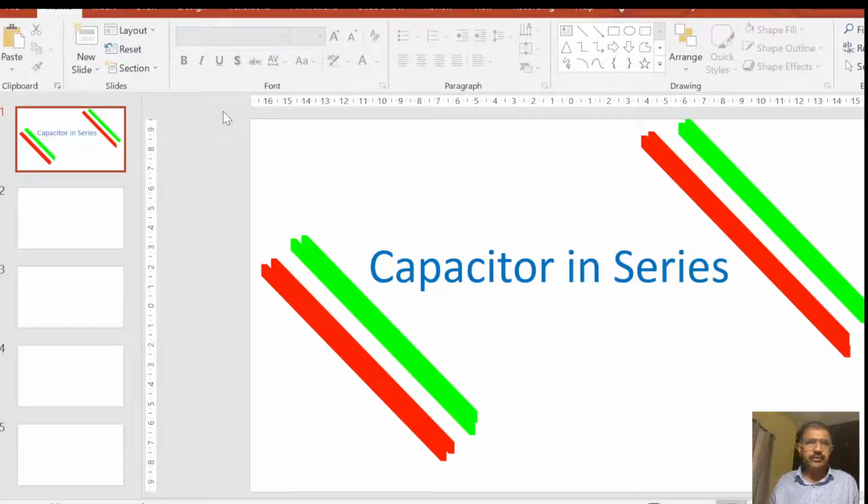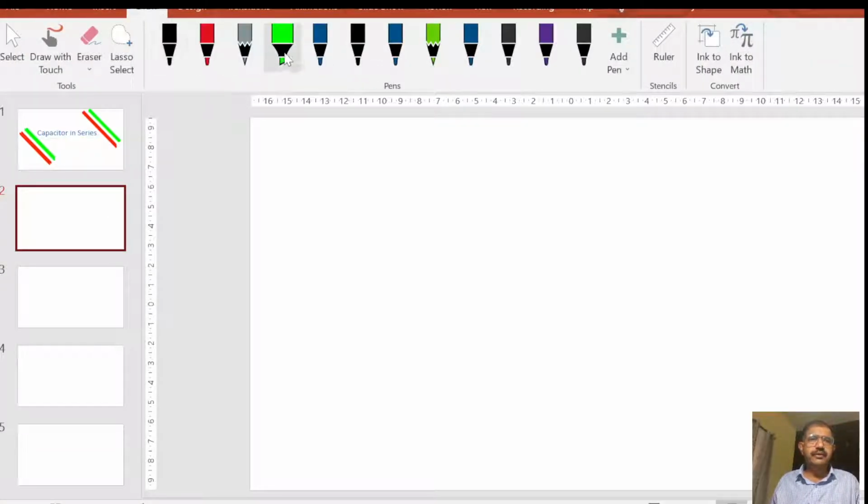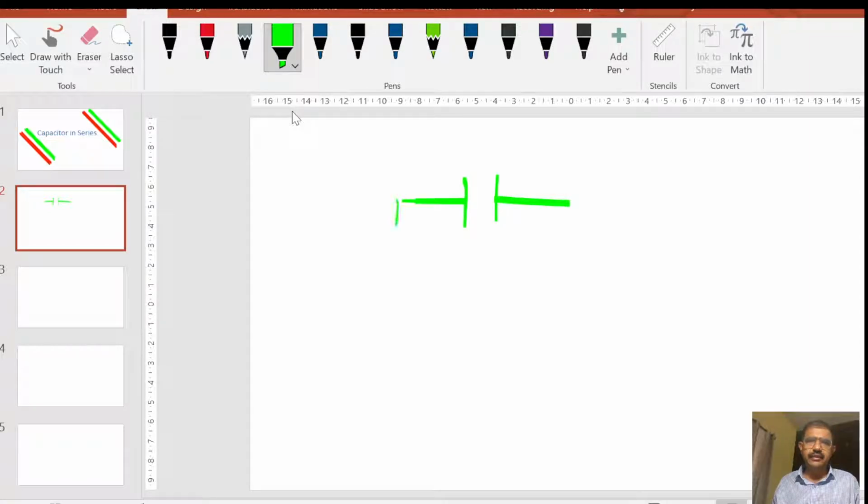Hello friends, today we will discuss capacitors in series. Before starting, once again I will revise. When we connect a capacitor across a battery, suppose this is the capacitor and we have connected it across a battery with the help of a switch.